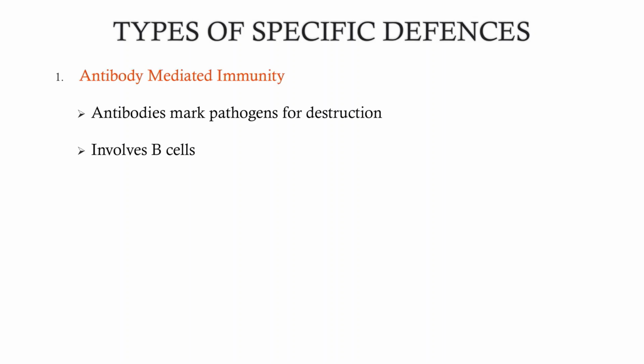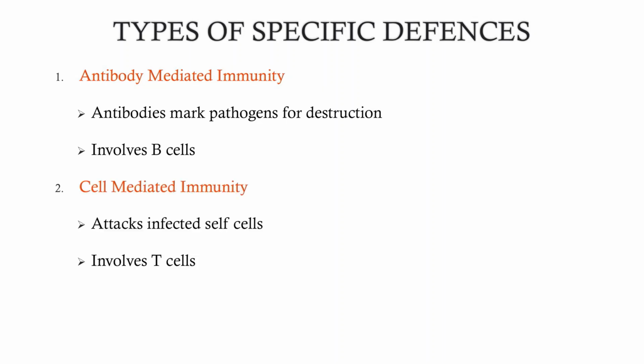Types of specific defenses. There are two types of specific defenses. One is antibody-mediated immunity, which involves formation of antibodies that mark pathogens for destruction. This involves the B cells. And the second type is cell-mediated immunity, wherein the cells attack the infected cells and destroy them. This involves the T cells.